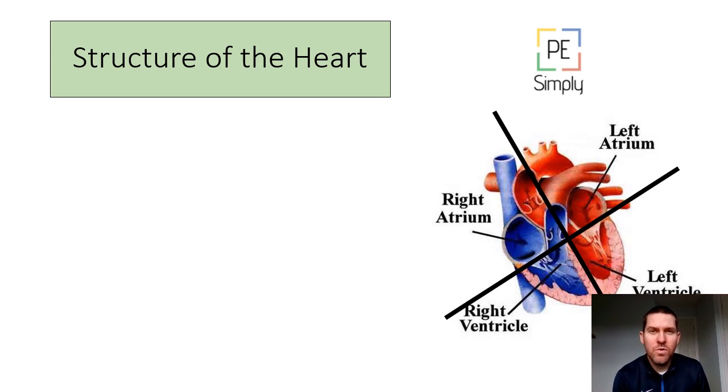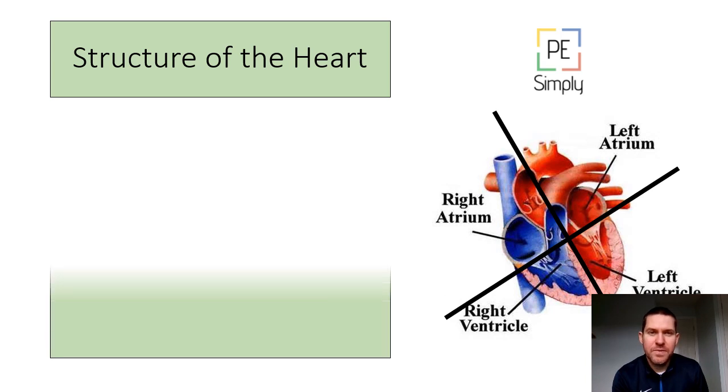And it's also worth noting, as you can see in the diagram, the right-hand side of the heart works and focuses on the deoxygenated blood, and that's why that diagram is coloured at the moment in blue. And the left-hand side of the heart works with transporting oxygenated blood around the body.